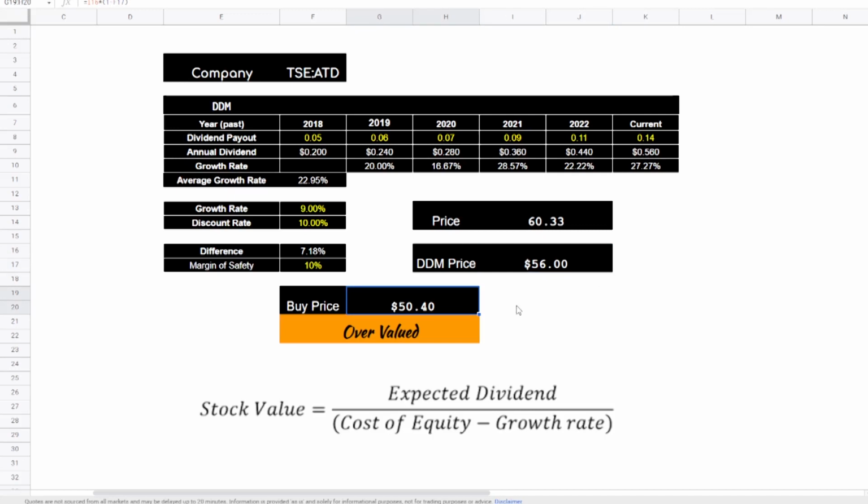So currently, Alimentation Couche-Tard is technically overvalued based on the dividend discount model. I do believe this company is fantastic, but at $60, it is fairly high. That's it for the dividend discount model.